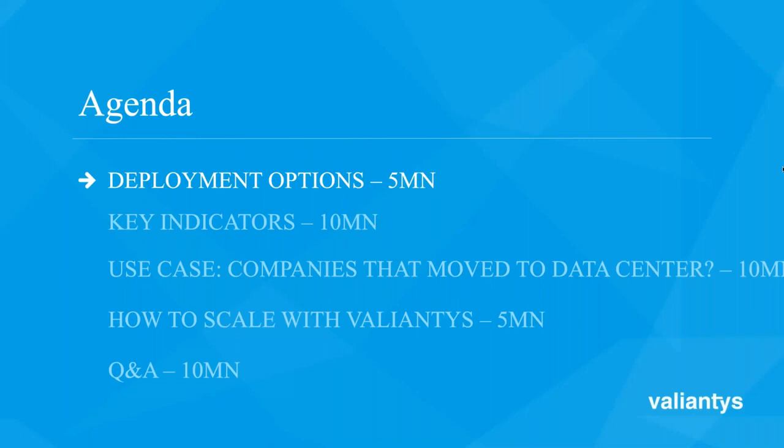Just to go quickly over the agenda, we'll be talking about some of the deployment options that exist today in the Atlassian space. And then we'll dive into some of the key indicators that we've talked about. Then we'll review a couple of use cases for people that have moved to data center and some of the underlying factors that really push them in that direction. And then we'll talk a bit about scaling with Valiantys and how we can help you see these indicators, number one, and number two, solve some of those problems that may be indicators themselves, and then we'll open it up for some Q&A.